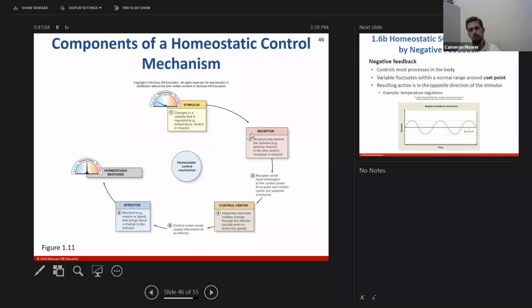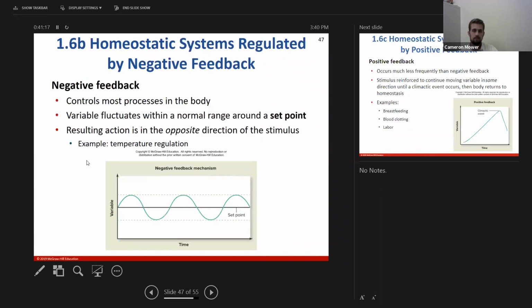So here it is. Here's the stimulus, which gets picked up by the receptor, which sends that information to the control center, which sends the response to the effector, and that effector then is going to restore the homeostatic balance. Negative versus positive feedback. Negative feedback is going to be fluctuating around your set point. So, for example, your temperature. Again, most people have a temperature of what? 98, 96 point.